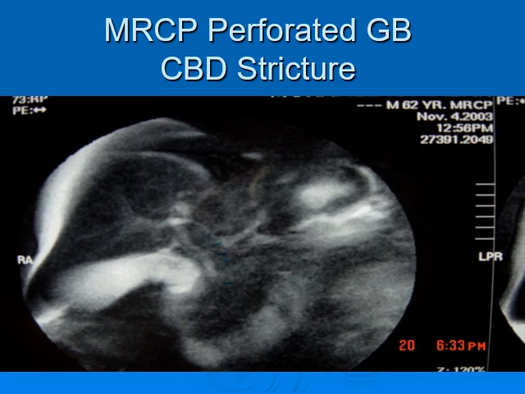MRCP, if you look at this picture, it's very interesting because it's a case of MRCP, magnetic resonance cholangiopancreatography, for a case of perforated gallbladder, which is very rare. You can see the stomach, duodenum, and distal common bile duct stricture with biliary dilatation and ruptured or perforated gallbladder at the fundus of the gallbladder with spillage of fluid outside the gallbladder.